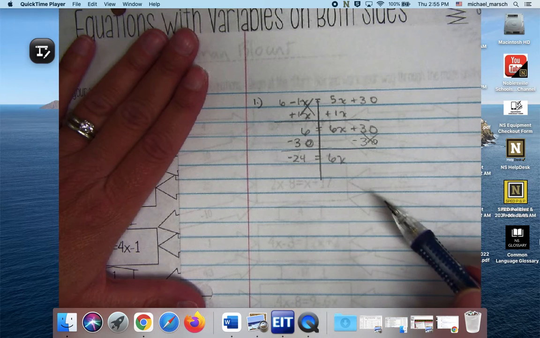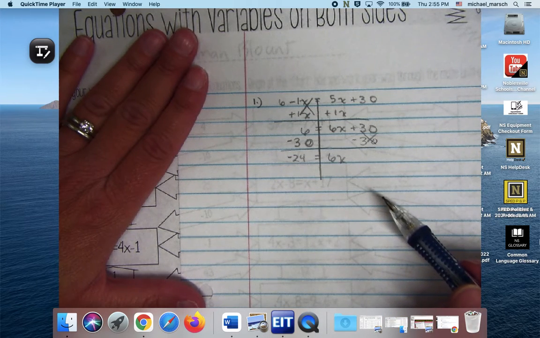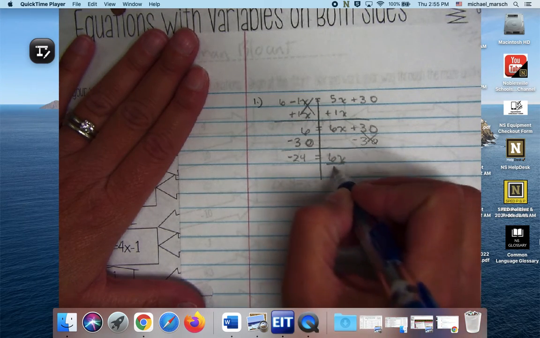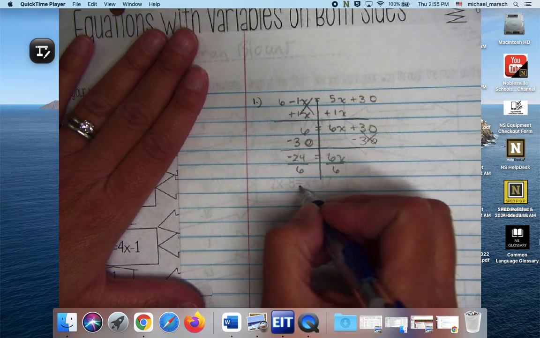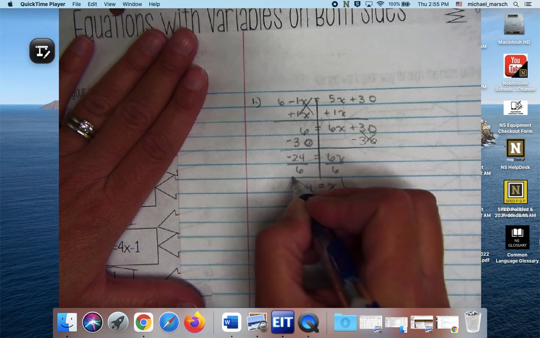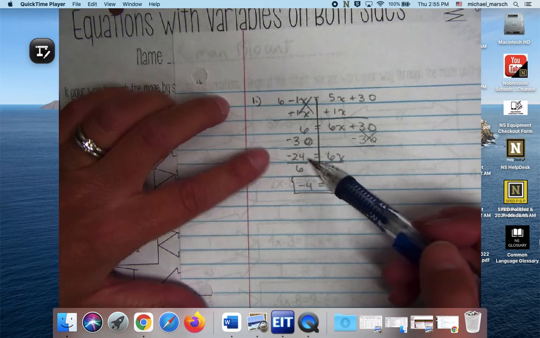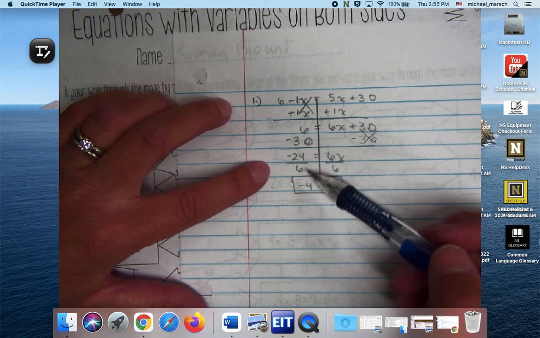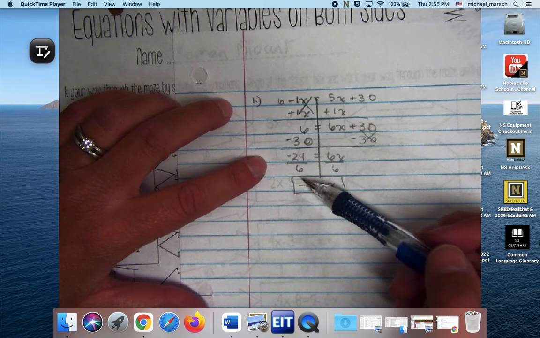And then 2-stepper, step 2, my final step. What am I going to do here? Mia? Divide 6 on both sides. And I get -4 equals x. Now, again, if you cannot remember the positive and negative rules for multiplying or dividing, what should you do?